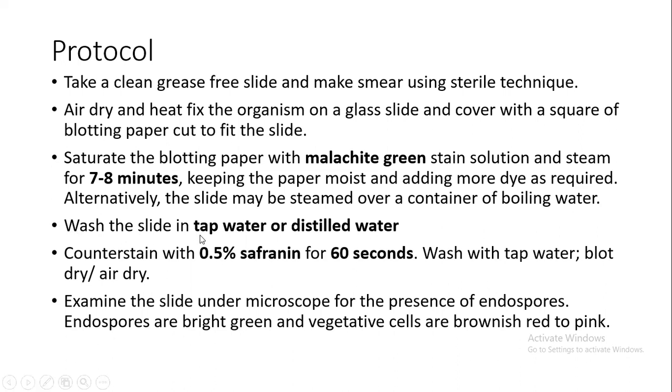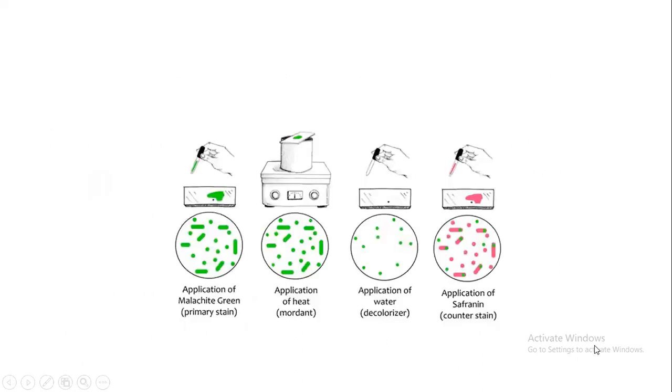After this, we wash the slide under slow running tap water or using distilled water. Counter stain with safranin for about a minute, after which we wash the slide with tap water or distilled water, followed by blot drying or air drying. We then observe the slide under the microscope for presence of endospores. This is the diagrammatic representation of how the staining will take place at different stages during this staining procedure.